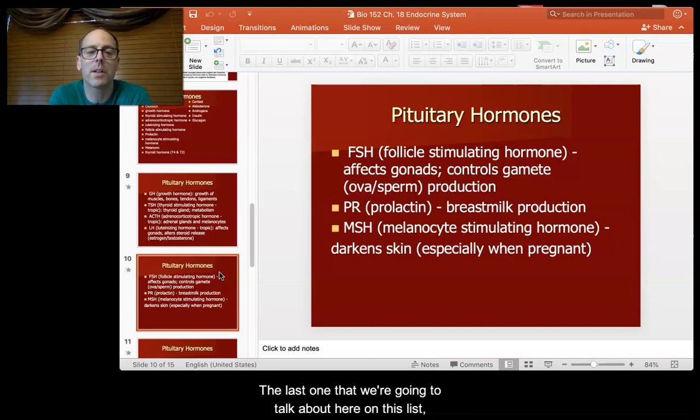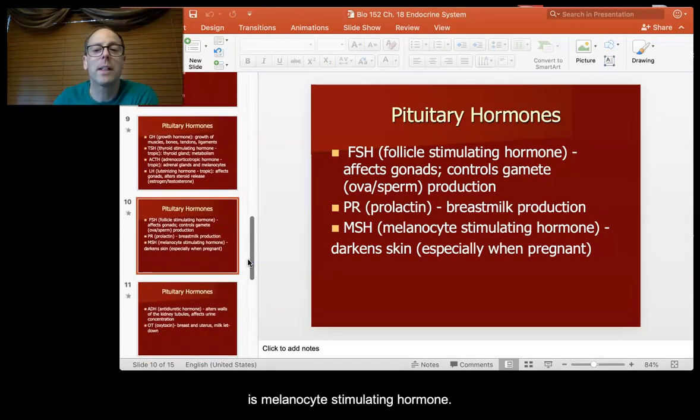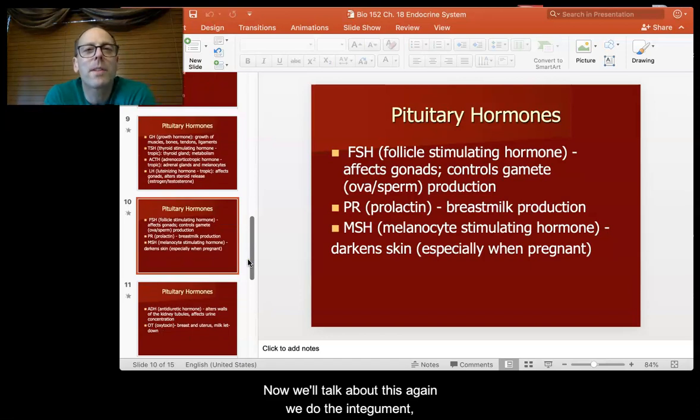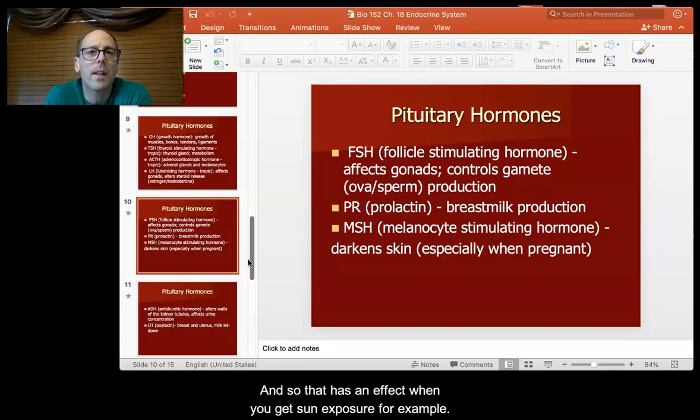Now the last one that we're going to talk about here on this list that's coming from the anterior pituitary is melanocyte stimulating hormone. Now we'll talk about this again when we do the integument, but the target of this are these cells within the skin called melanocytes. And when this hormone gets released, it causes those cells to produce pigment and it darkens the skin. And so that has an effect when you get sun exposure, for example. So all of these hormones that I've just talked about, they are released from the anterior pituitary.